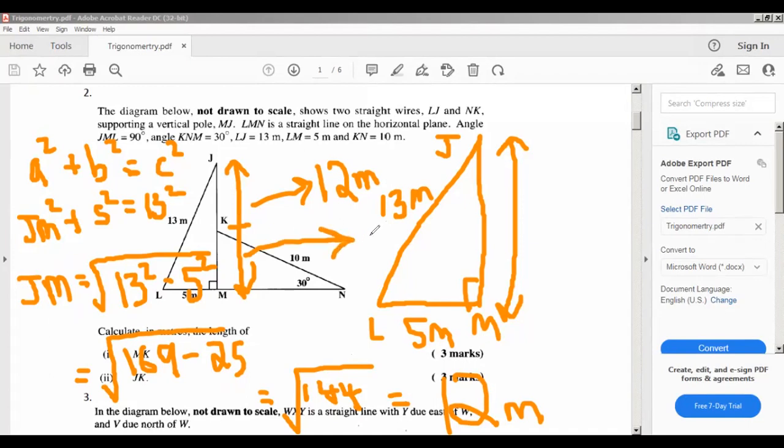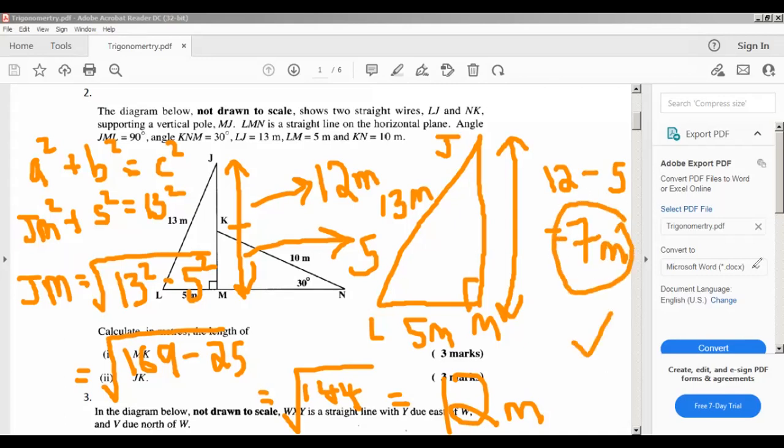All right. But this piece down here says 5, not true, from the previous question. So to get JK, we just subtract 5 from 12. So the answer is 7 meters. Let me tell you something. Any question that comes in section 1, you guys should be able to answer now.